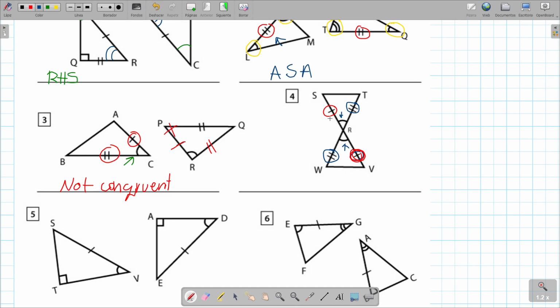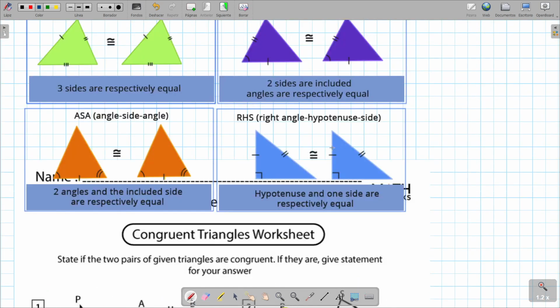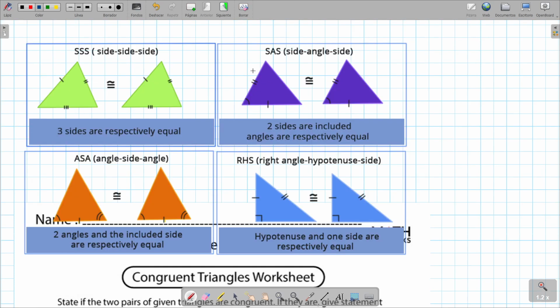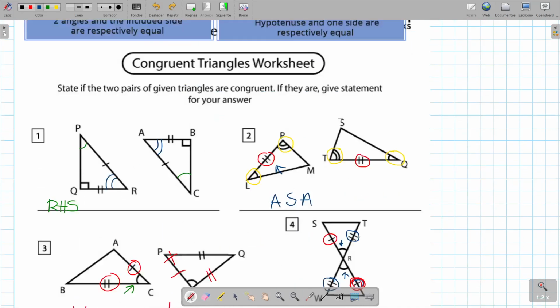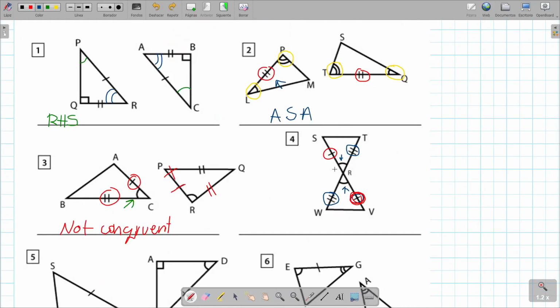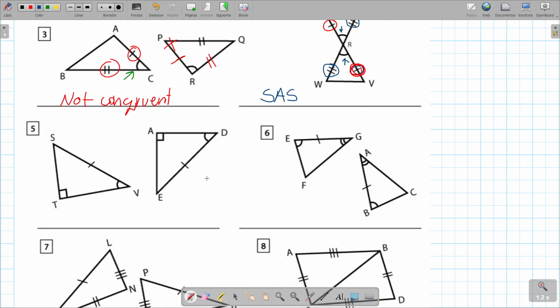So as you can see here, the condition we are following is this one, side angle side. Please make sure that the angle is between the two sides. And here we can see that the angle is between the two sides for both triangles. So we can say that for the condition side angle side, these two triangles are congruent.